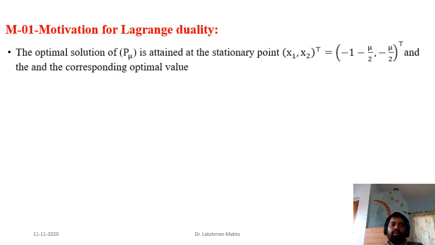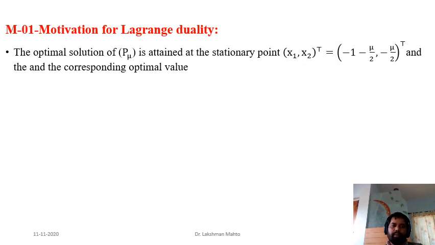Further, we will see that for this class of problems P(mu), the optimal solution behaves just like a quadratic function. Again, find the gradient of the above problem P(mu), equate it to 0, and by solving you will find a stationary point as a function of the multiplier mu.